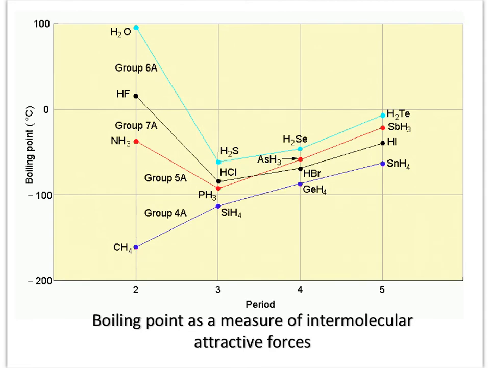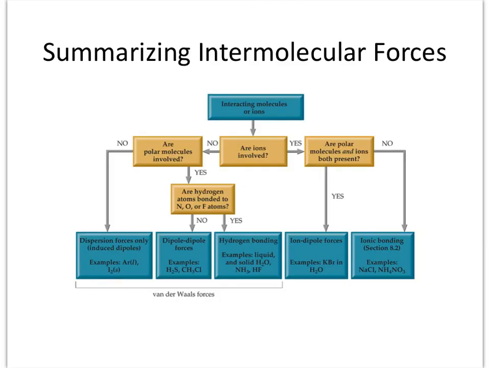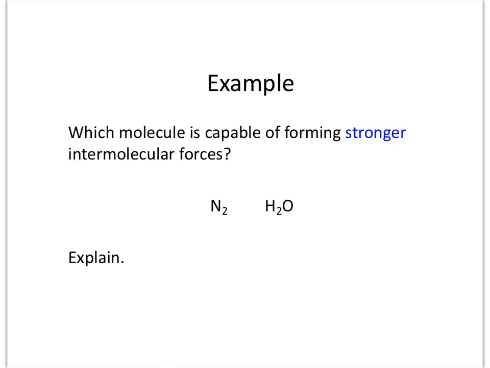This is that same graph again. This summary chart is on Schoology that goes through the different types of intermolecular forces. And then here's an example. Which molecule is capable of forming stronger intermolecular forces? You have to go to the structure. Structure dictates properties and functions.